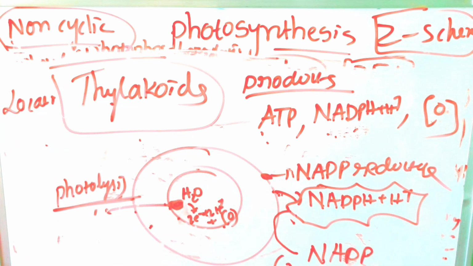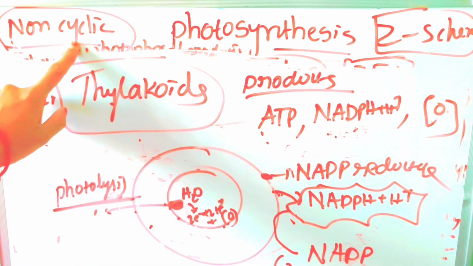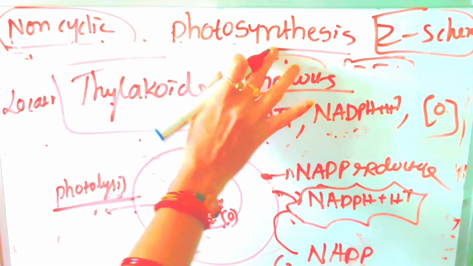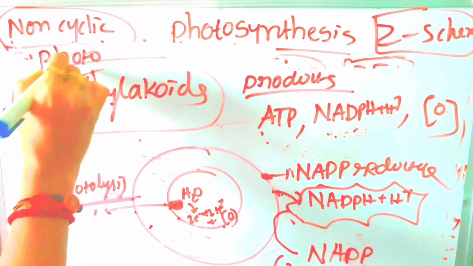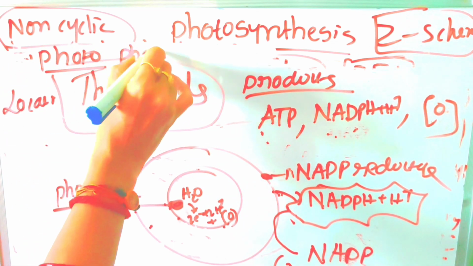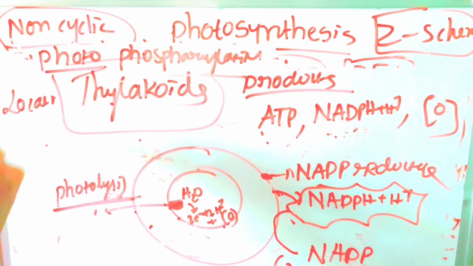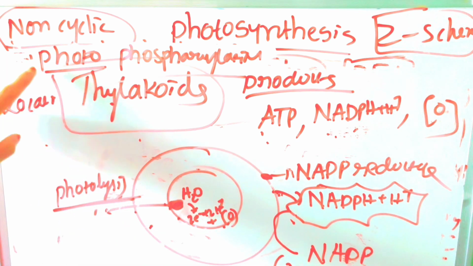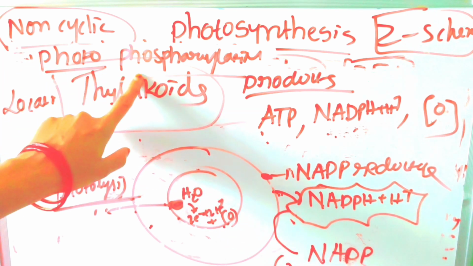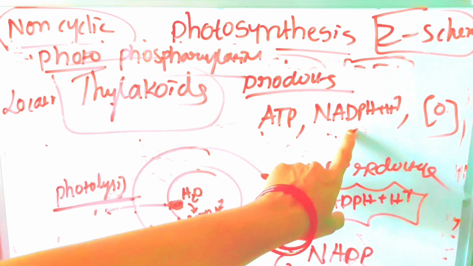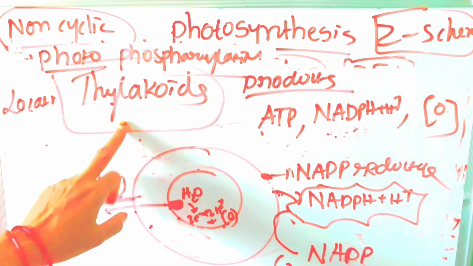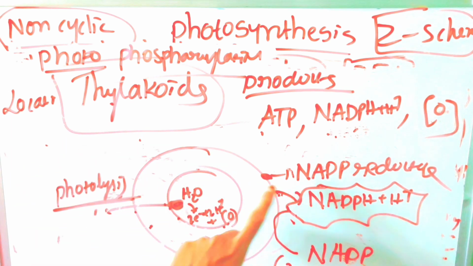Non-cyclic means a pair of electrons never come back into chlorophyll A. What is photophosphorylation? Photo means in presence of light, and phosphorylation means synthesis of ATP. So the reason it is non-cyclic photophosphorylation is that the pair of electrons never come back into chlorophyll A, photo means in presence of light, and phosphorylation means the synthesis of ATP and NADPH. The location is the thylakoid.